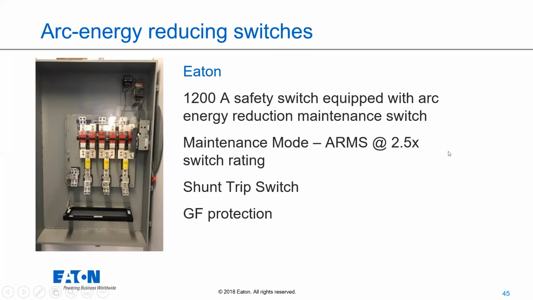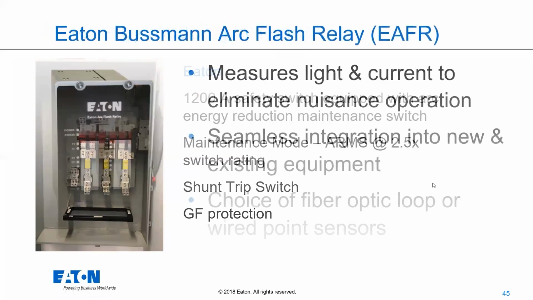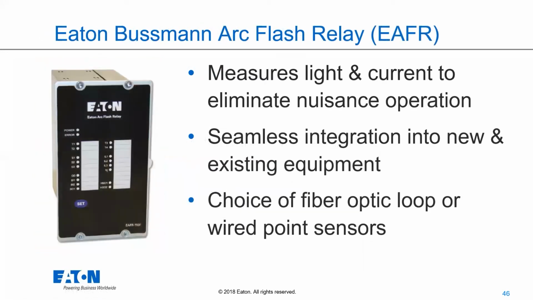And this will help you meet that new requirement, that new NEC requirement for arc energy reduction at 1200 amps and higher of fuses. So very, very cool. And finally, the Eaton Bussmann arc flash relay, right? So you're allowed to use differential relay. This is another method of arc flash incident energy reduction. This is the best one, in my opinion, for existing equipment, right? So if you want to integrate arc flash reduction into existing equipment, this is the best way to do it.